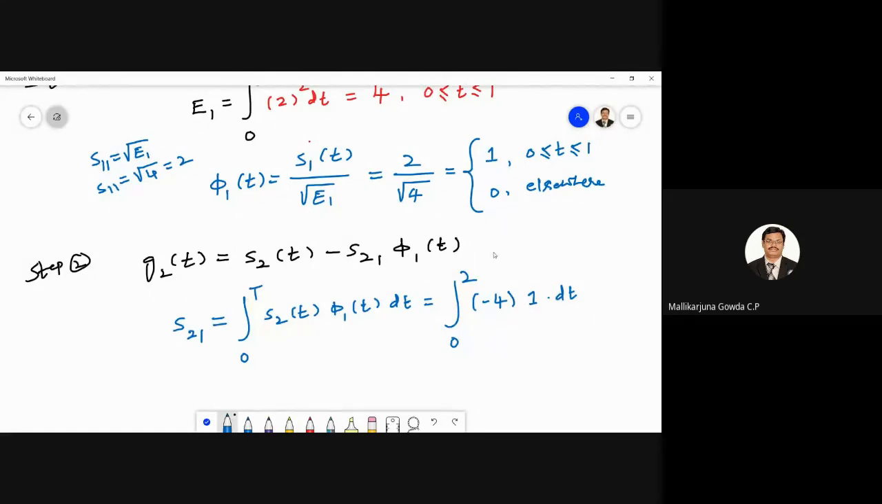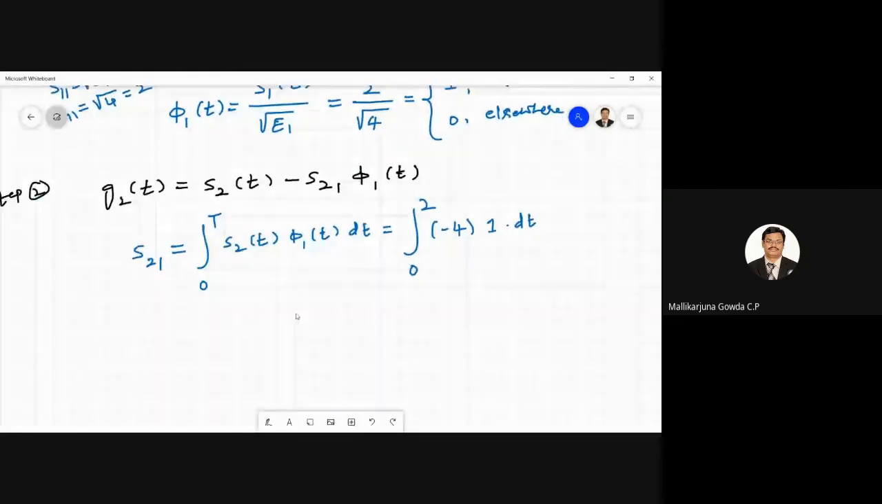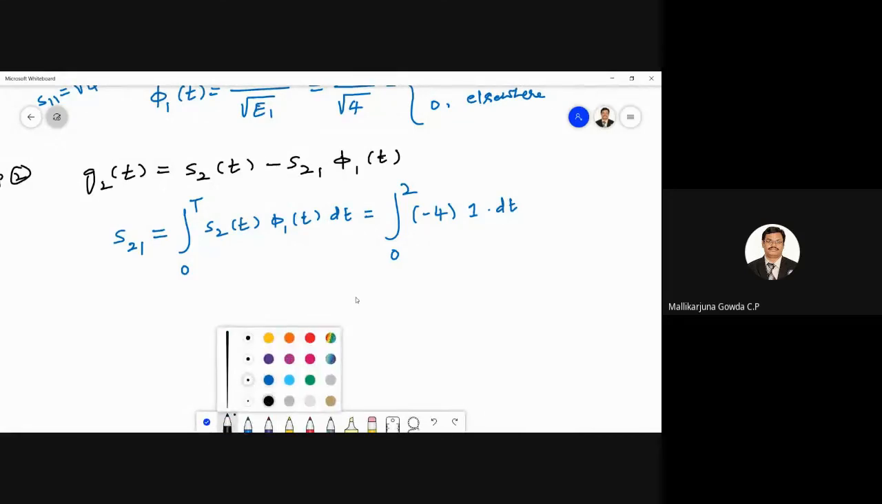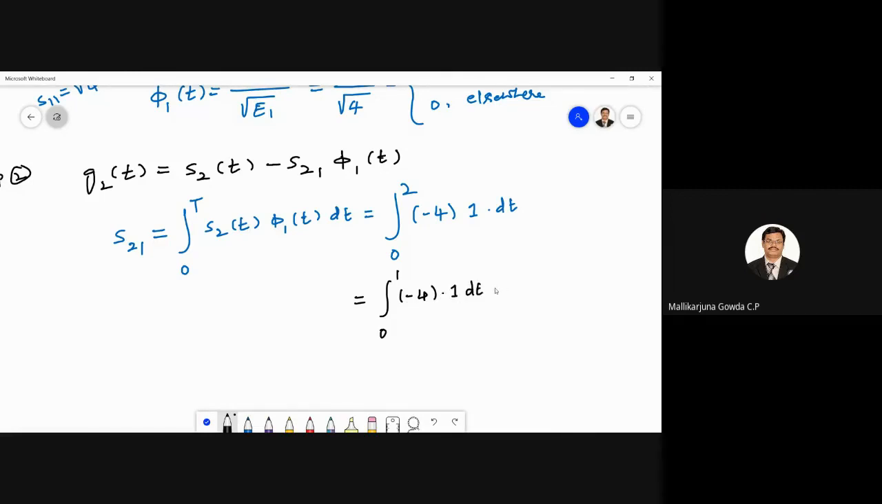But pi 1 of t exists only for the interval up to 1, right? So I need to split this. Pi 1 of t will exist from 0 to 1. That is why I need to write 0 to 1, -4 into 1 into dt, then plus integral 1 to 2.